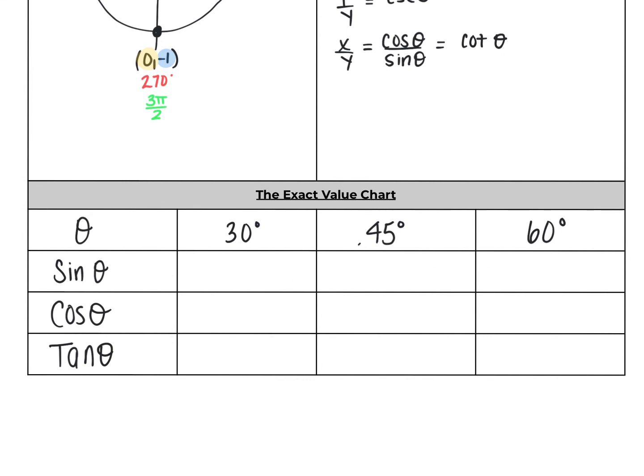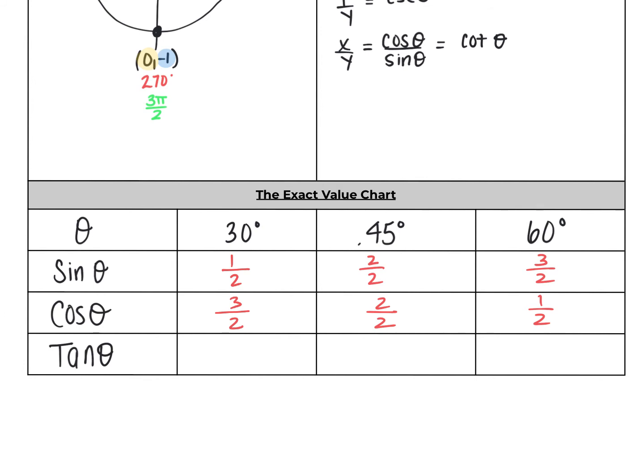So to fill in the chart, I'm going to show you a little rhyming trick, I guess, if you would. So it goes 1, 2, 3, 3, 2, 1, all over 2.